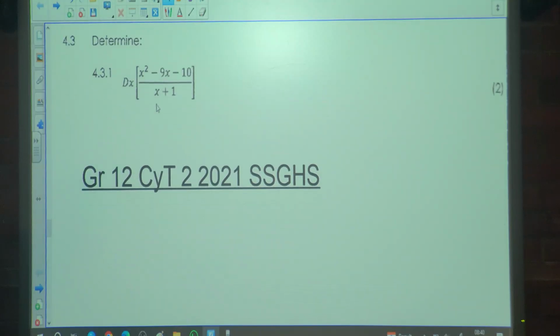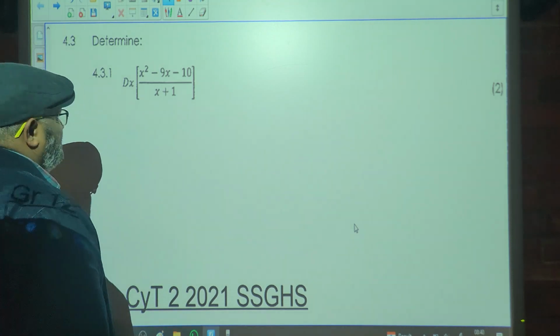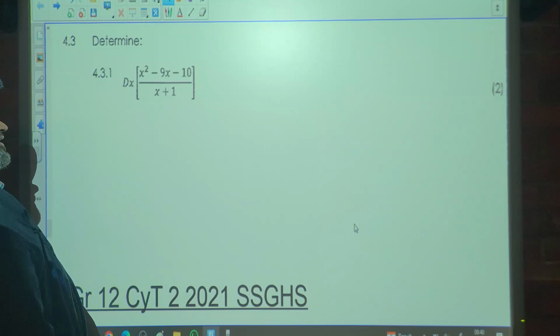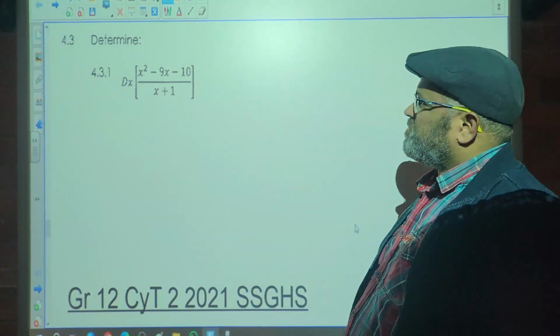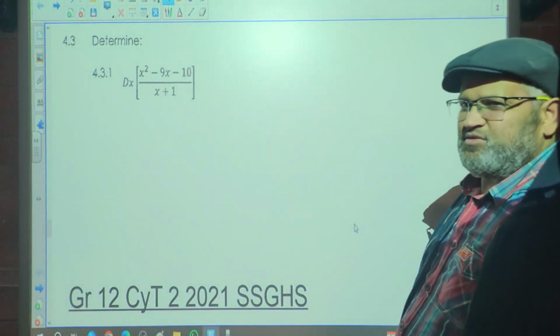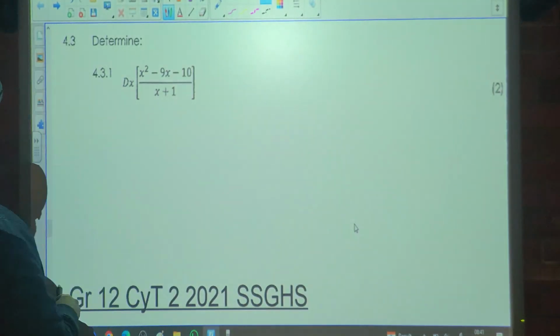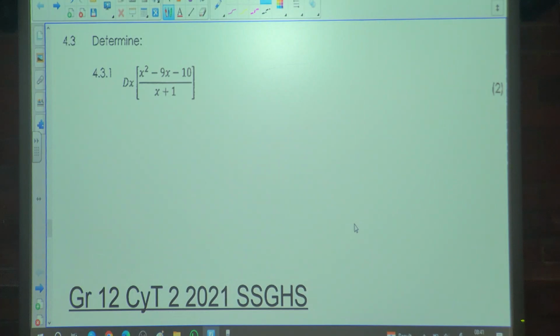So to 4.3.1. We've got d of x, or find the derivative of d of x, which is x squared minus 9x minus 10 all over x plus 1. So of course people, the question did not ask for first principles. So I can apply the rules because it's easy. Okay. I don't think you will be able to, with the information you have, apply the differentiation by first principles there anyway.